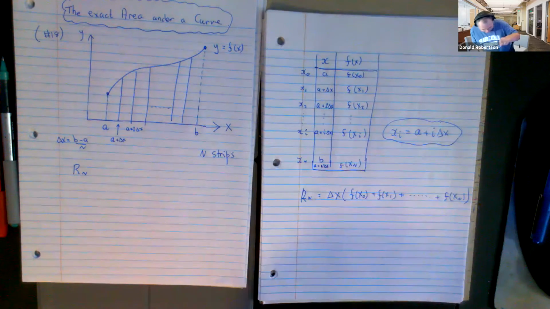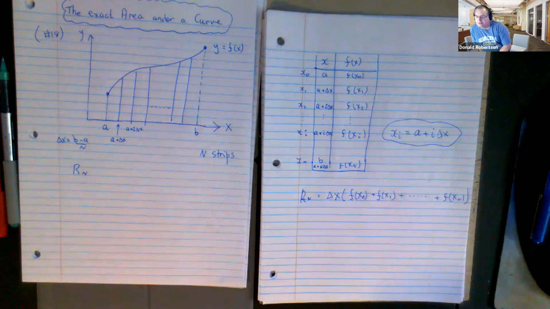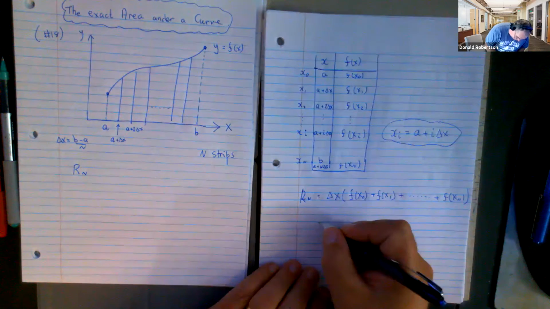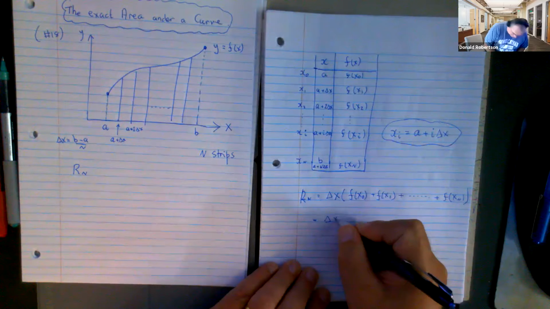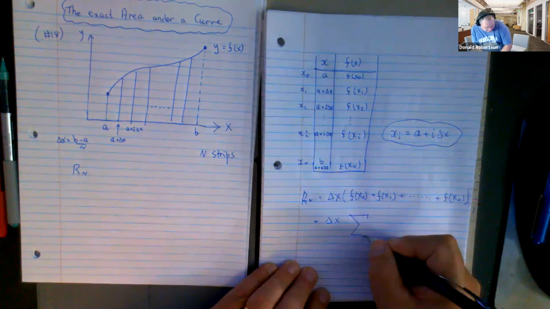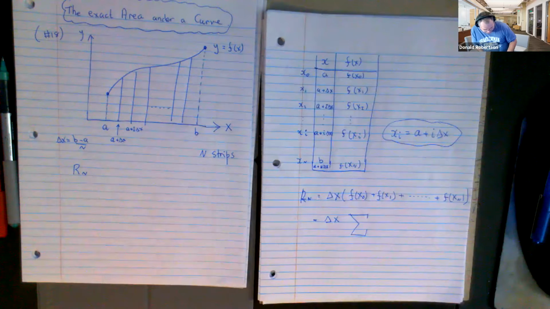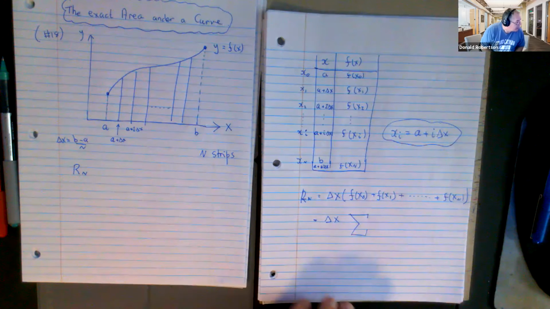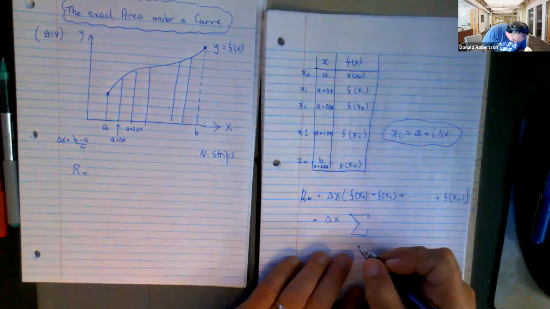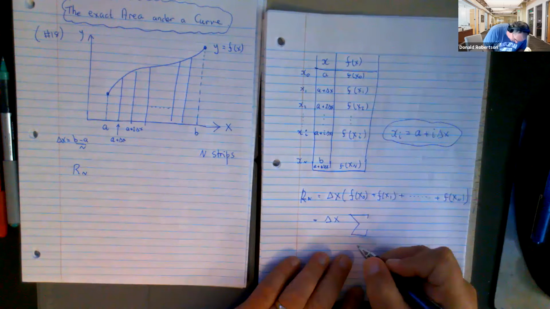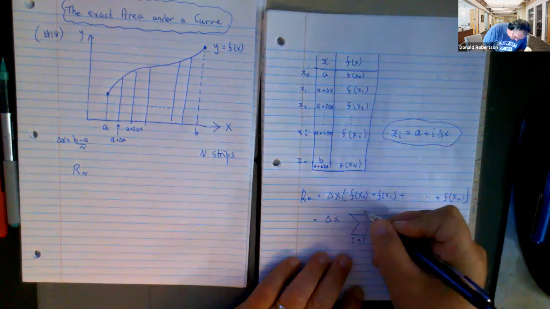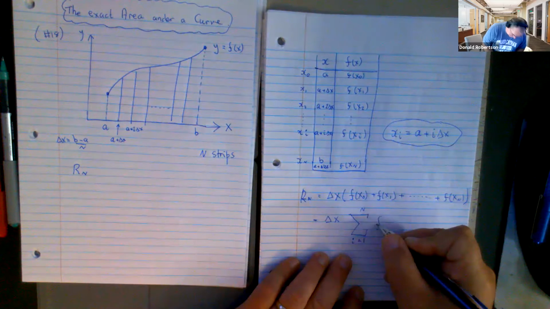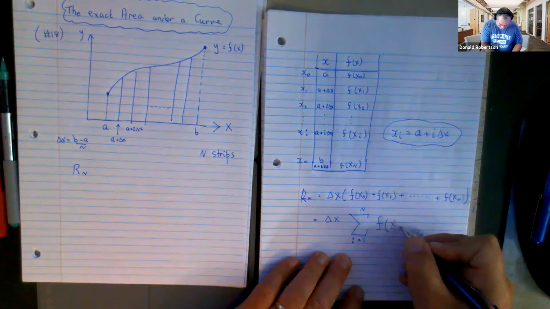So what I'm going to do now is take this expression and use what is called sigma notation. So it's going to be delta x sigma, which is Greek for, well, in this case, it's the capital sigma. And basically, it's going to add these guys up. So I'm going to add these guys up by calling them i equals 1 to n, f of xi. That notation is the same thing.